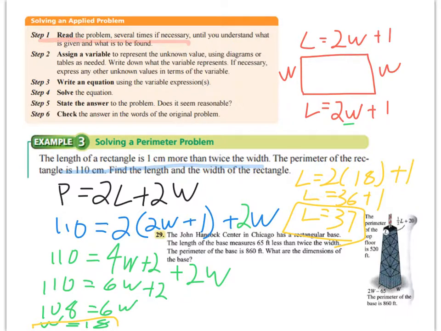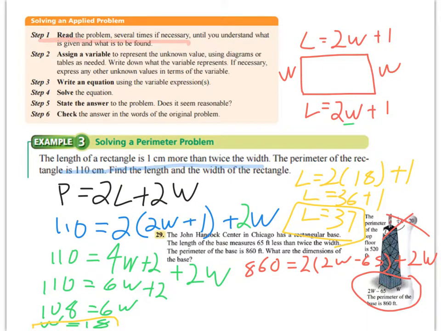Okay, so talking about the base down here. Now they do have some information up here that we are not going to use. We're just looking at the information for the base. So very similar to the one we just did. The length is 65 feet less than twice the width. So we could plug in our 860, and that's going to equal 2 times the length, which is 2W minus 65, plus 2 times the width.